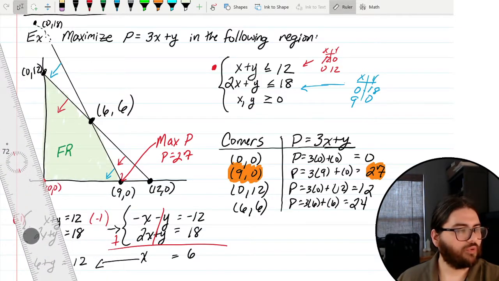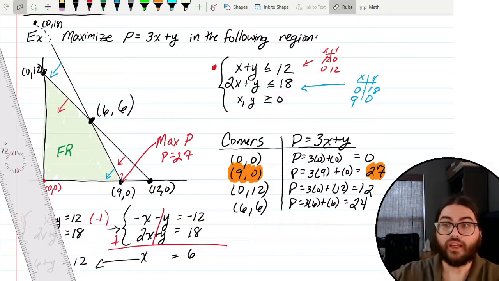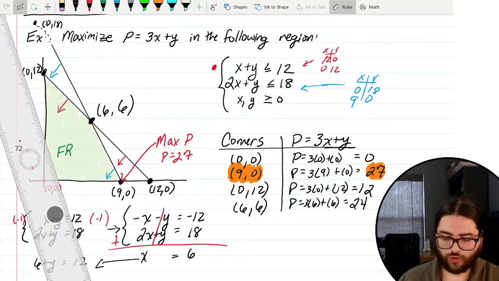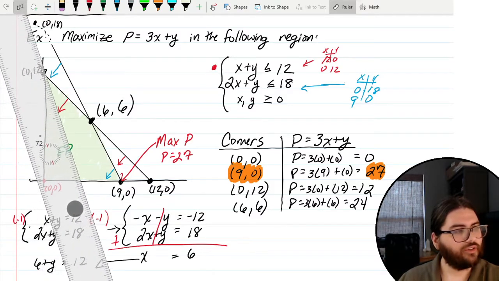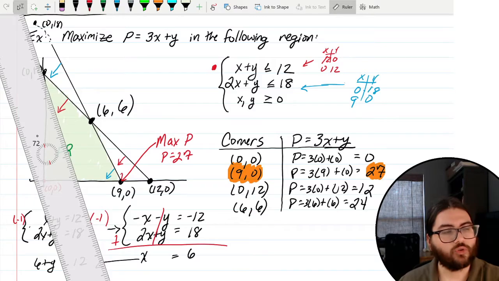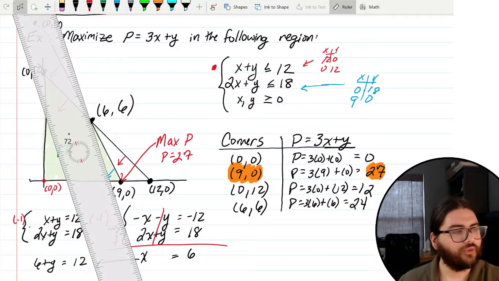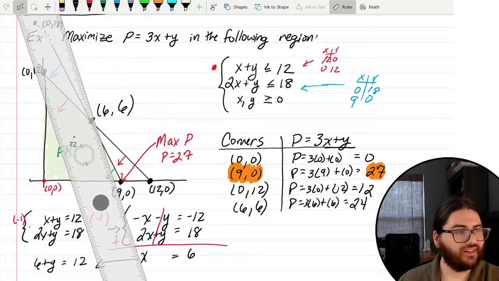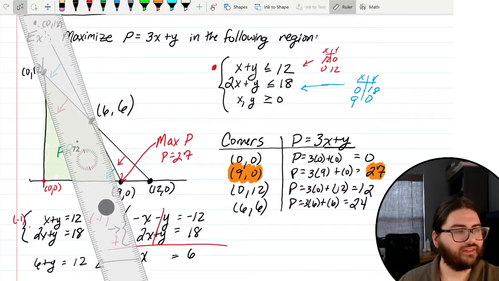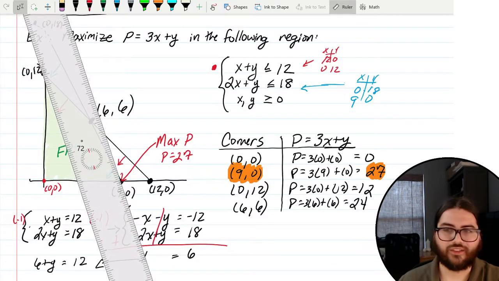So here's the ISO profit line through 0, 0, and I can see there are better points, right? Higher values would be farther away from the origin. Here's the ISO profit line through 0, 12. There are better points than that. Here's the ISO profit line through 6, 6. There are better points than that. Here's the ISO profit line through 9, 0.